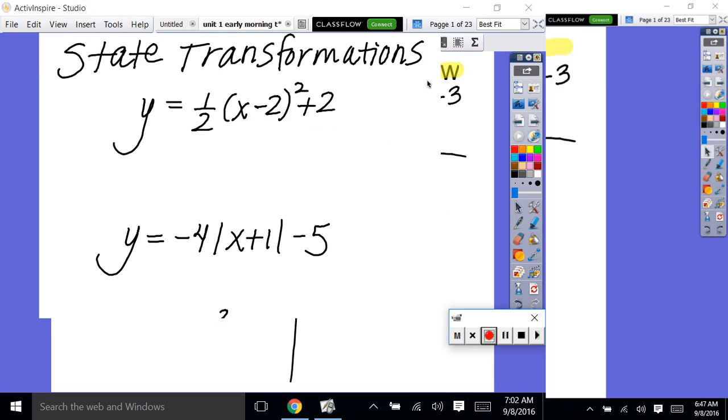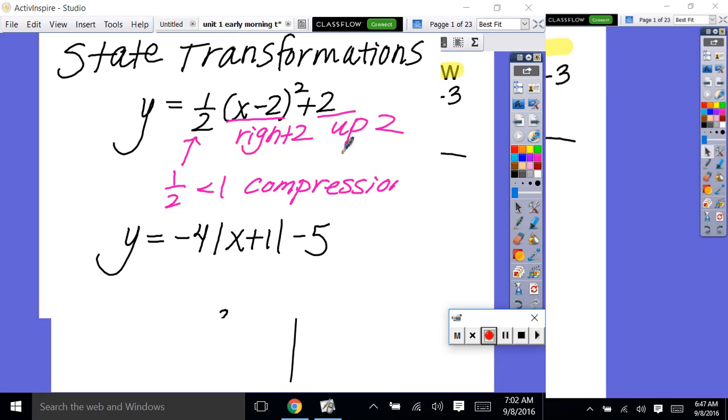Next thing on the test, we'll say in words, describe the transformations. We're almost done, okay? In words, describe the transformations. So this one is right 2, up 2. Oh, that's 1/2. 1/2 is less than 1, so it's a compression, correct? So you'd say compression of 1/2. We're all good with that?